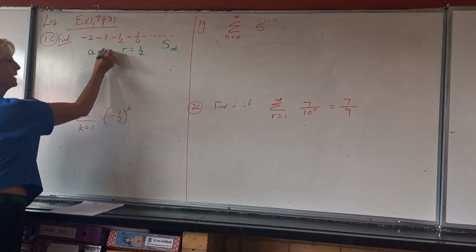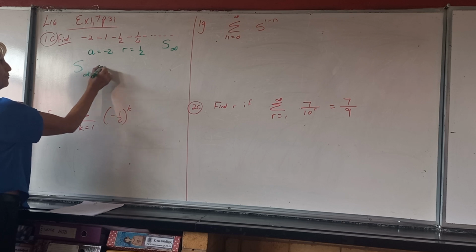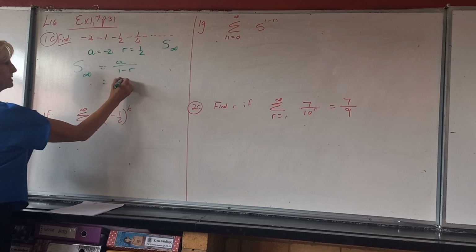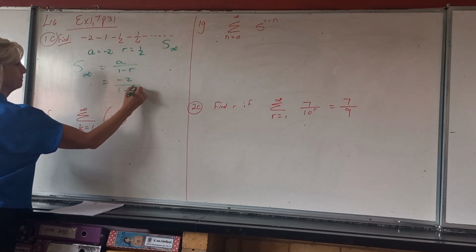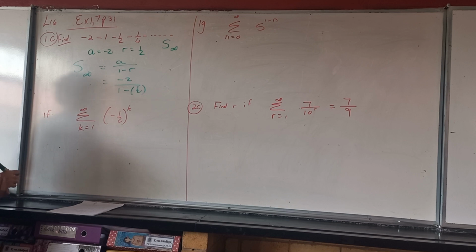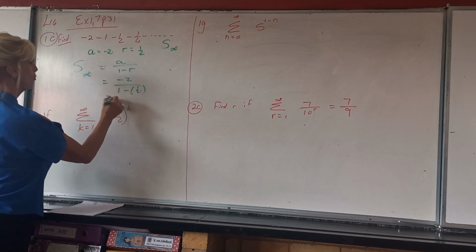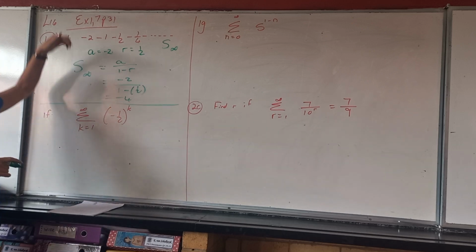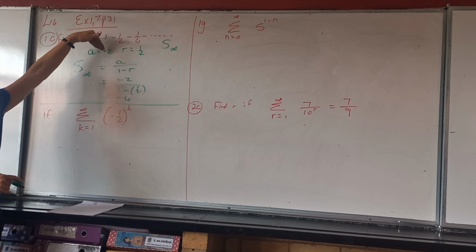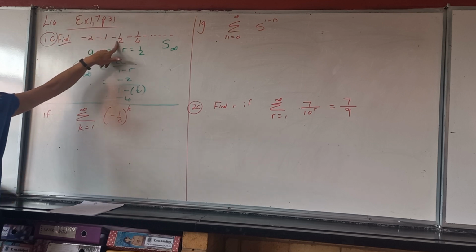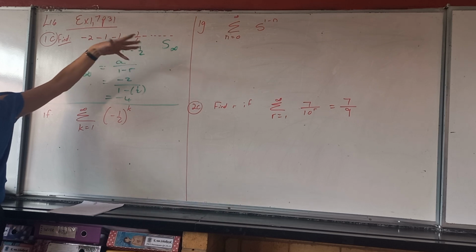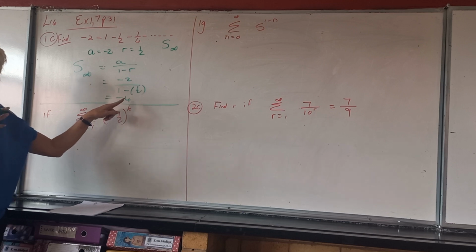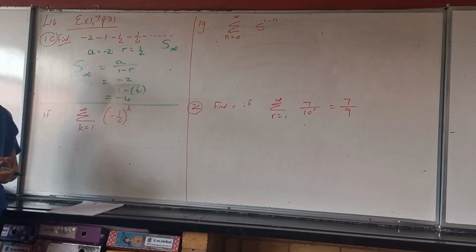And A? Negative 2, because my sum to infinity formula is A over 1 minus R. So I have A is negative 2, and 1 minus R is 1 minus a half, positive a half there. What will your answer be? Negative 4. Does it make sense? Yes, it does. If I do the sum to infinity, I start with negative 2, add negative 1 giving me negative 3, then negative 3 and a half, negative 3 and 3 quarters, and it's going to come closer, tending to be negative 4. Yes, sounds right.